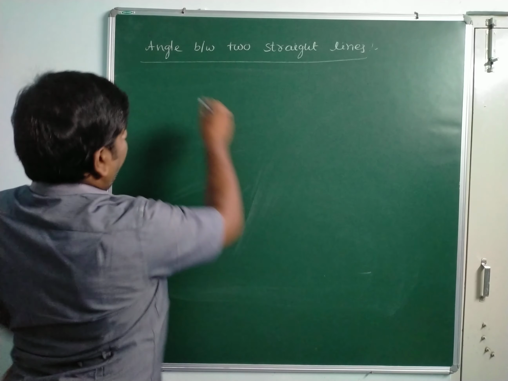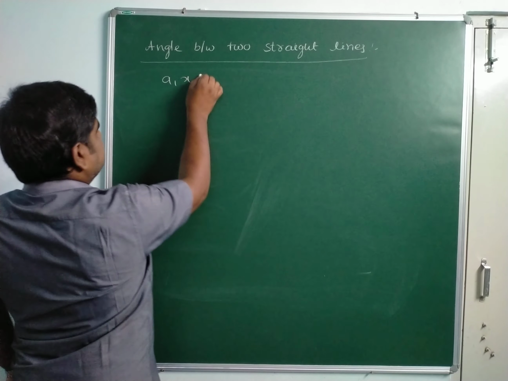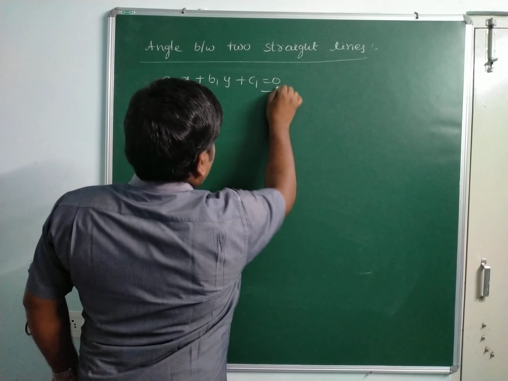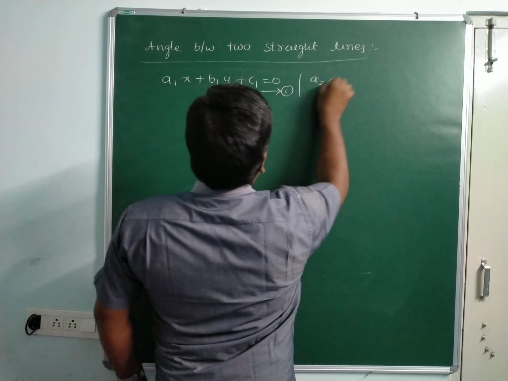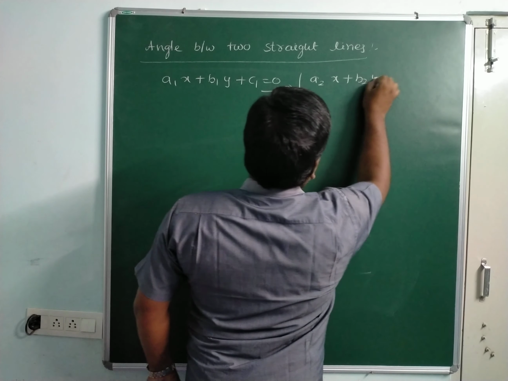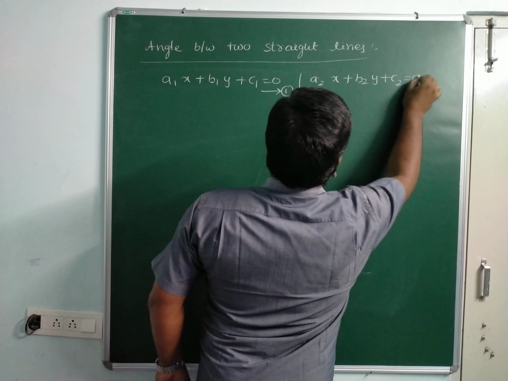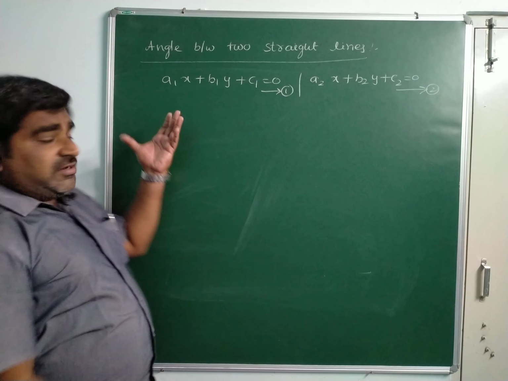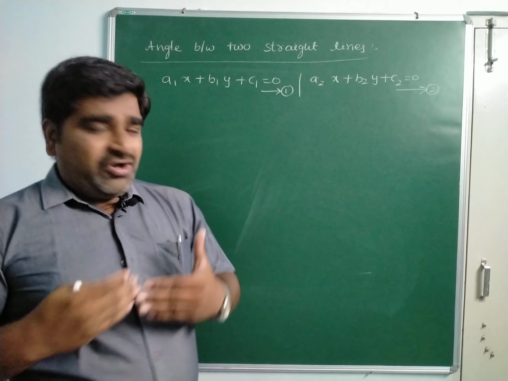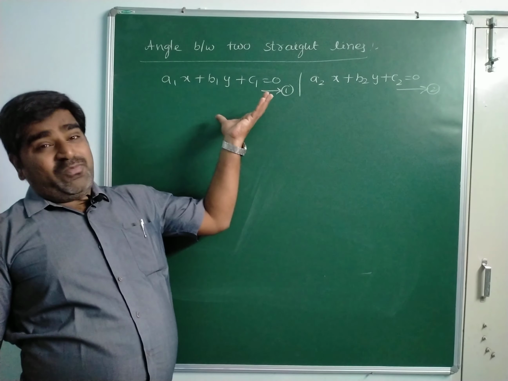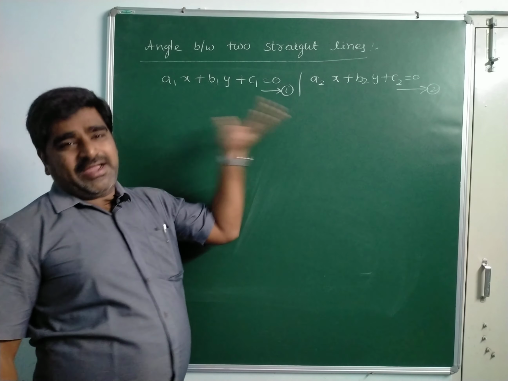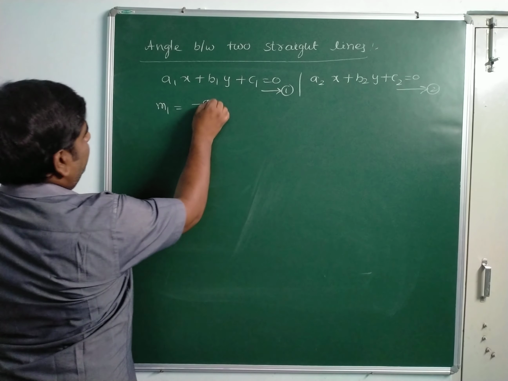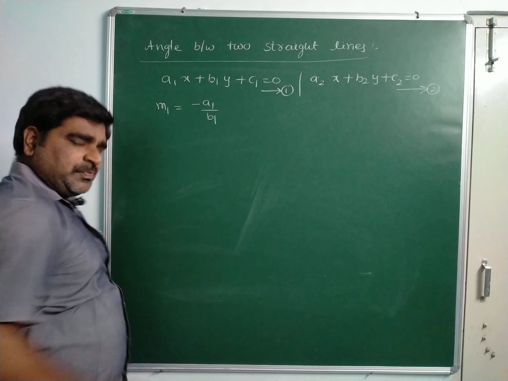We are given two lines. The first line is a1x plus b1y plus c1 equals 0. The second line is a2x plus b2y plus c2 equals 0. In the last session we discussed the slope in general form. So what is the slope of the first line? m1 equals minus a1 by b1.